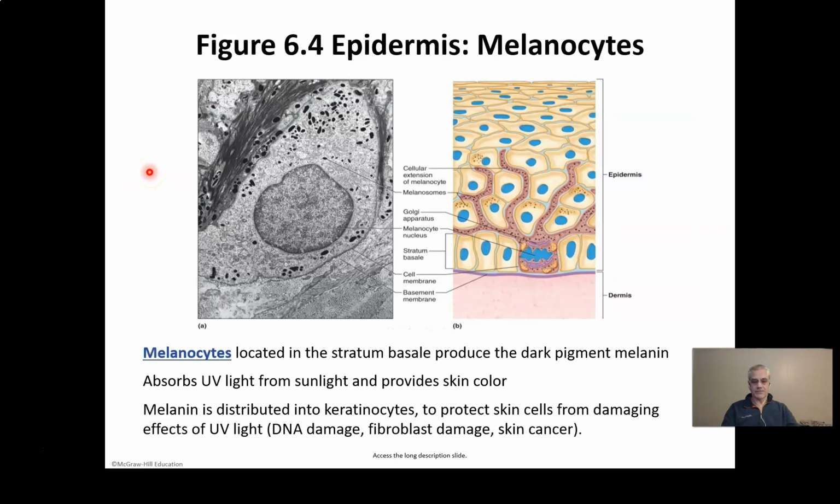Now, other stuff that's in the epidermis. You have these cells that are called melanocytes. Melanocytes have a pigment inside them called melanin, and it is melanin that gives skin its lighter or darker appearance.